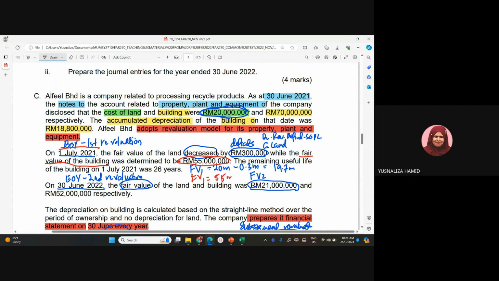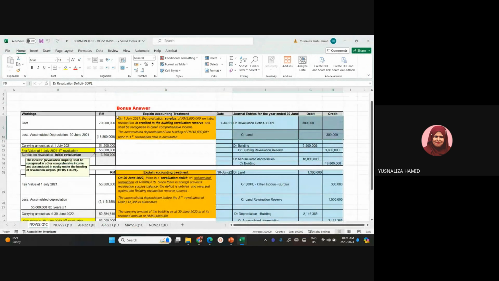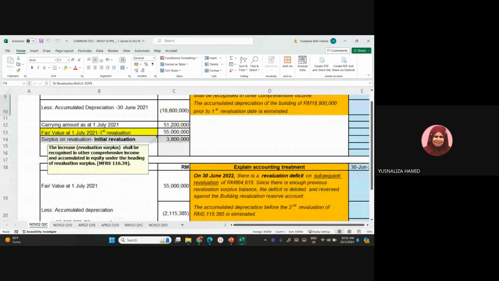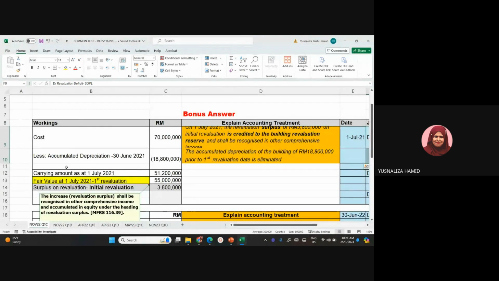So what you need to do is go and find out the carrying value on that date. I will show you in a short while, and you will be able to see whether there is a surplus or a deficit. That was the first revaluation. So we'll be looking into that. Right. So let's just look at that here. For the case of revaluation of building, if you can still recall, I'm going to switch between the questions and the answer.